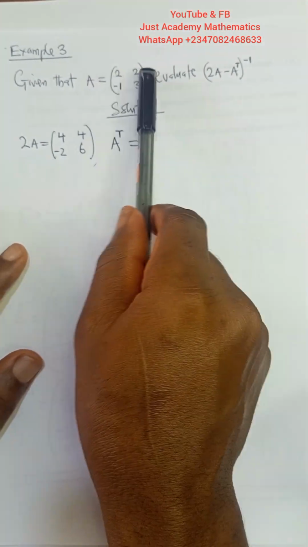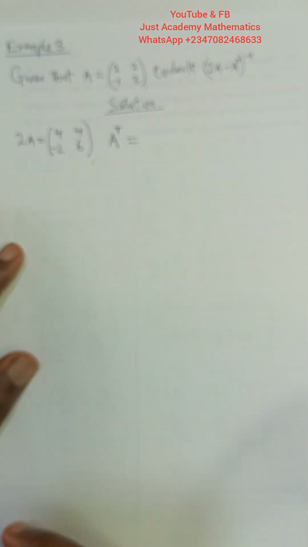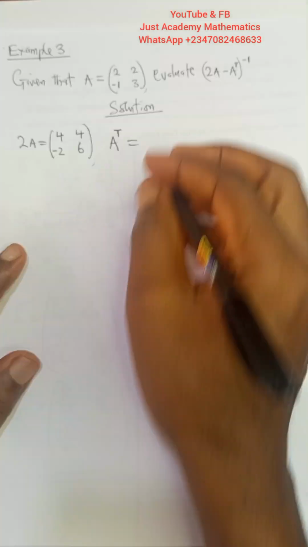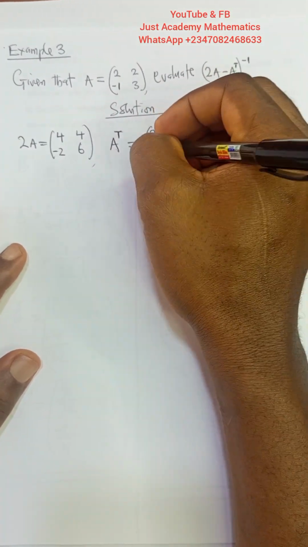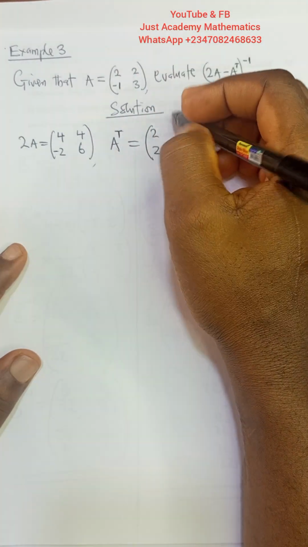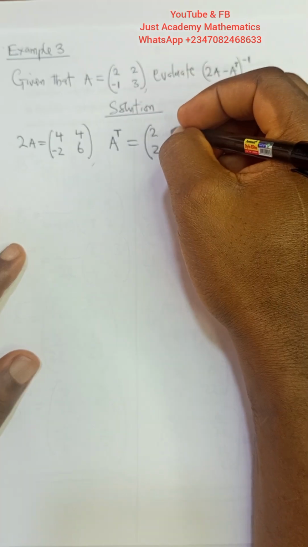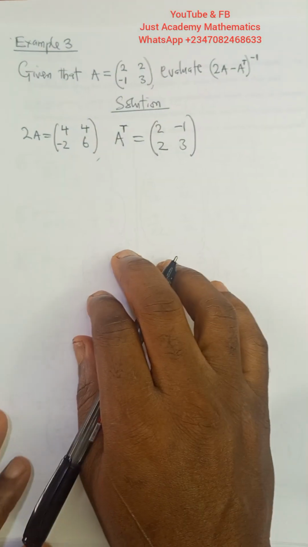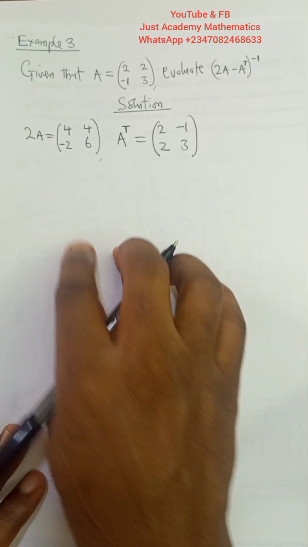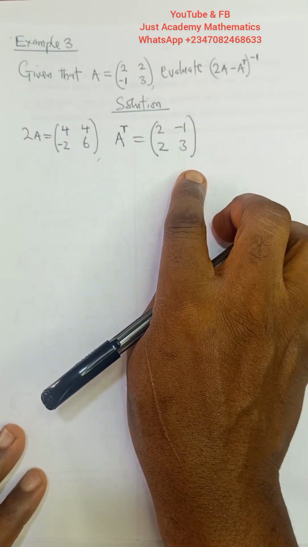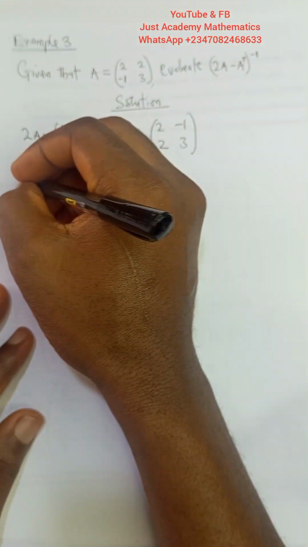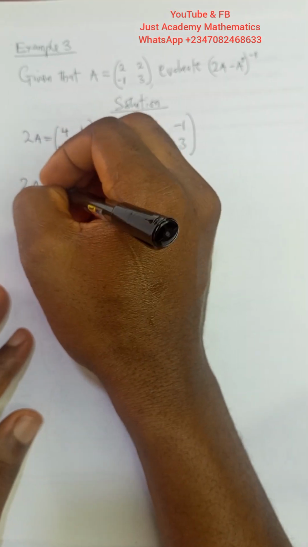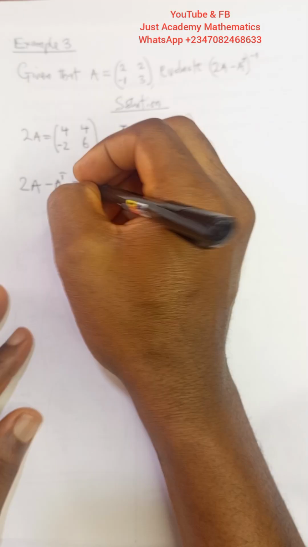Of course, A transpose, we bring the row, make it column. If we bring the row and make it column, we'll have what? 2 here. Then second row become second column. It become minus 1 3. That is A transpose. Are you with me now? So we have 2A, we have A transpose. So the next step is to get 2A minus A transpose.